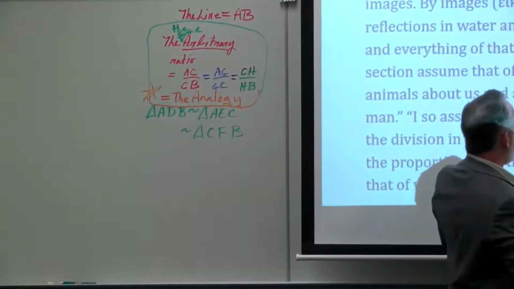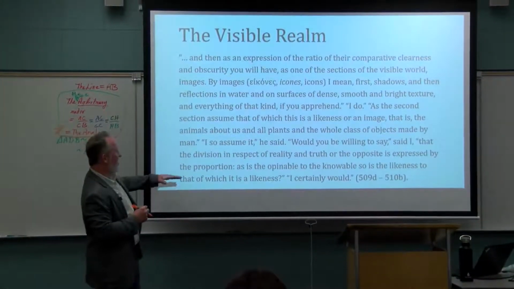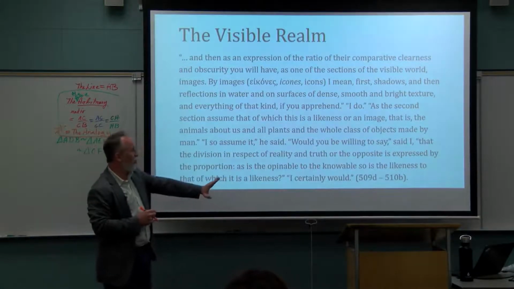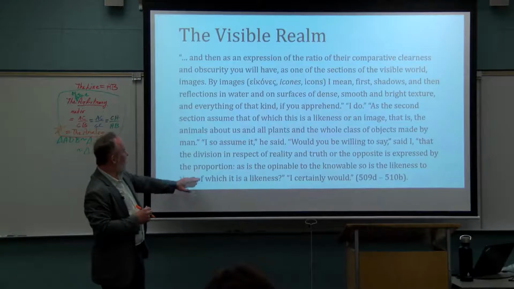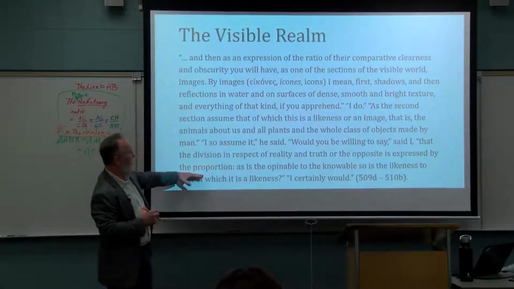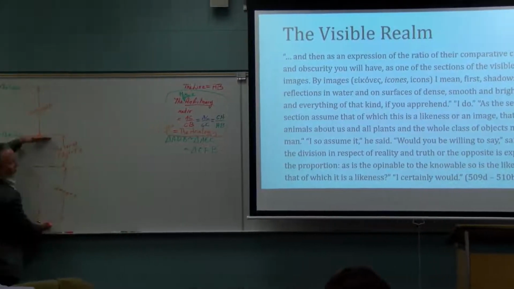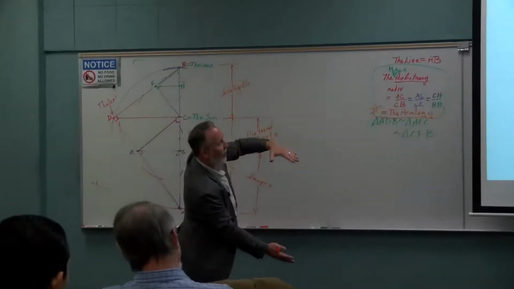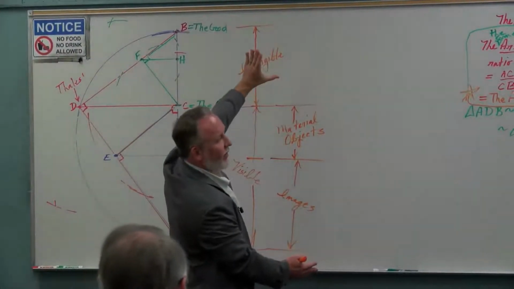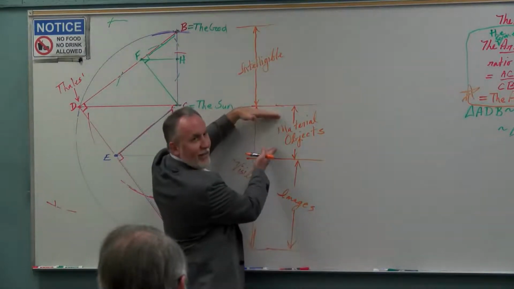And so we get that, and notice the division in respect of reality and truth is expressed by the proportion, by the analogy, as the opinable is to the knowable, so is the likeness to that of which it is a likeness.